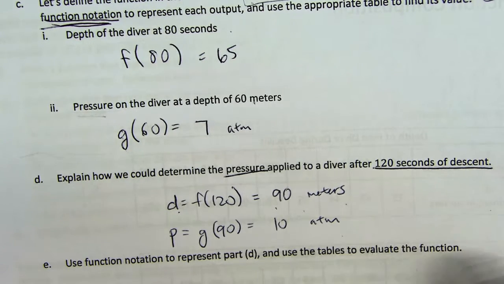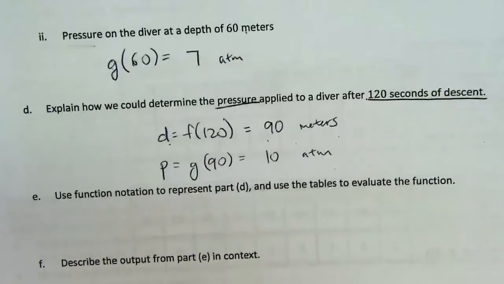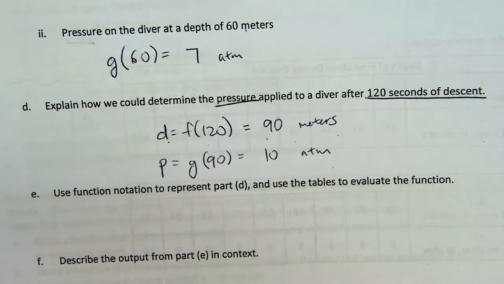You can also write this out in English first, but I want you to start thinking about function notation, because in our next part, we're going to use function notation to represent part D. And that we've already done. But now we also have composition, right? Okay, so take a look.